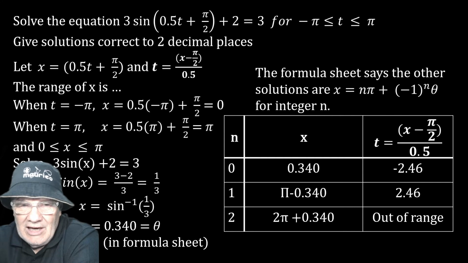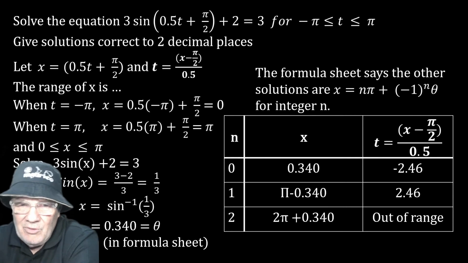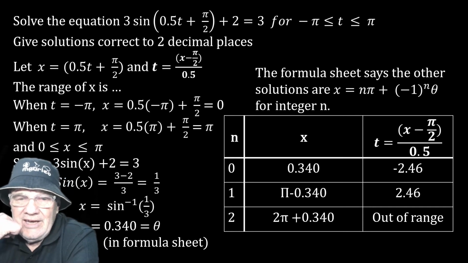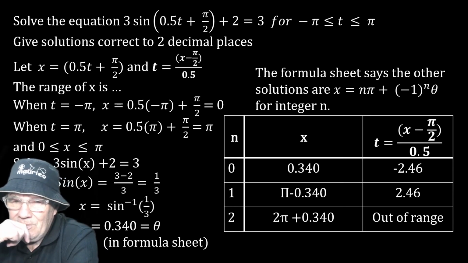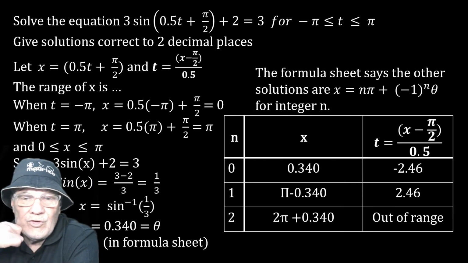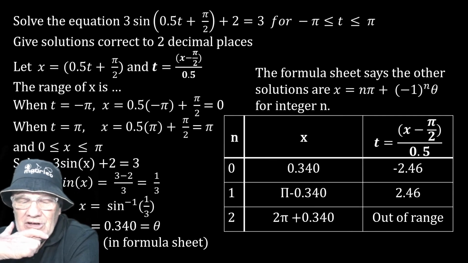Okay, so then that gives us a little table here. Our first example there is when n equals 0. That's our first one. And x equals 0.340, which is what we've just worked out. And we can see, if we put that in, t will be negative 2.46. And that's in the range for t, so that's really good.